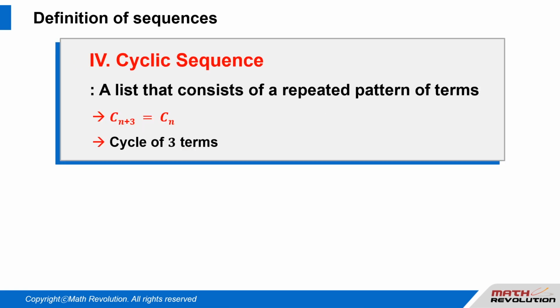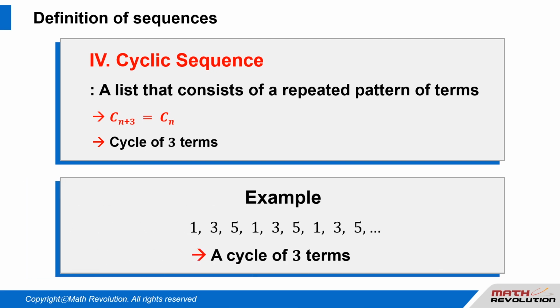Cyclic sequence. A cyclic sequence consists of a repeated pattern of terms. If c of n plus 3 equals c of n, the cyclic sequence has a cycle of 3 terms. For example, the cyclic sequence of 1, 3, 5, 1, 3, 5, 1, 3, 5, and so on has a cycle of 3 terms.